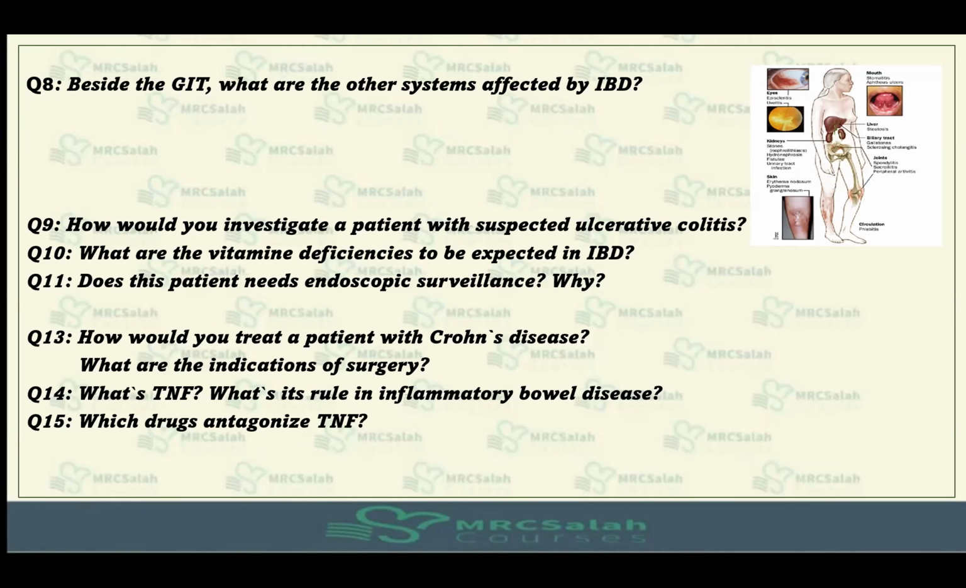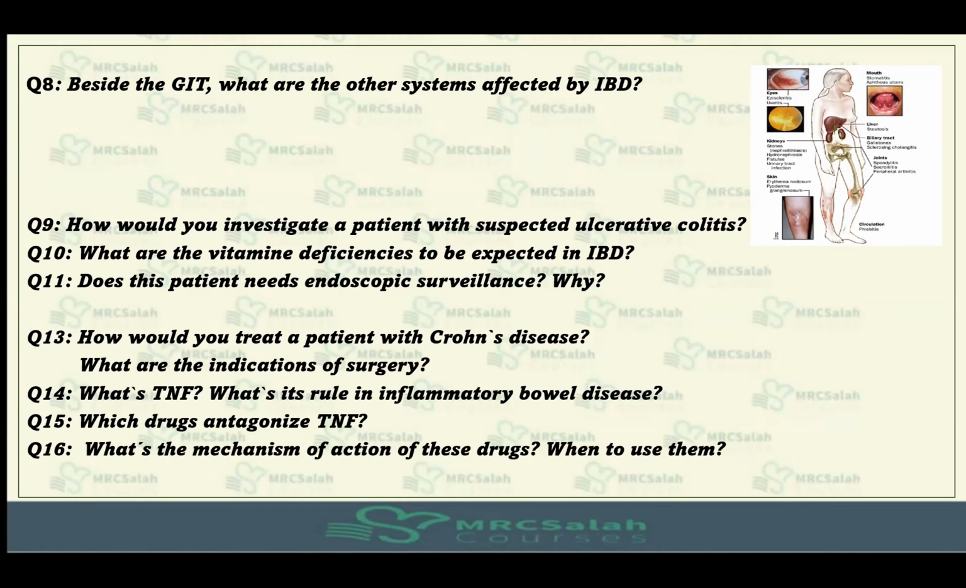Okay. What's the mechanism of action of anti-tumor necrosis factor drugs? Monoclonal antibody to tumor necrosis factor. Yes, immunoglobulin G. So they are monoclonal antibodies. Their type is immunoglobulin G.